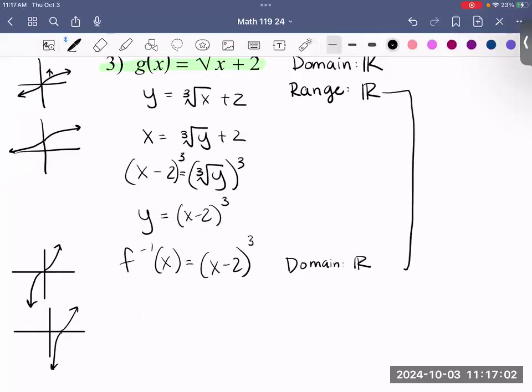This is because the range of your old expression is now the domain of your new expression. And your range here is also all reals based on your graph, but also because the domain of your old is the range of your new.